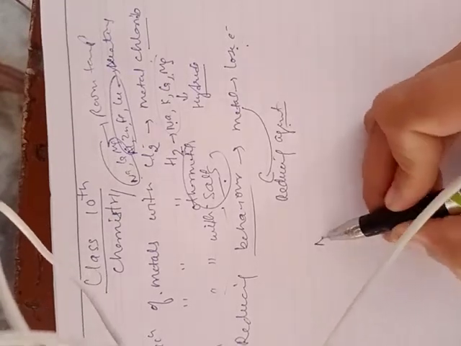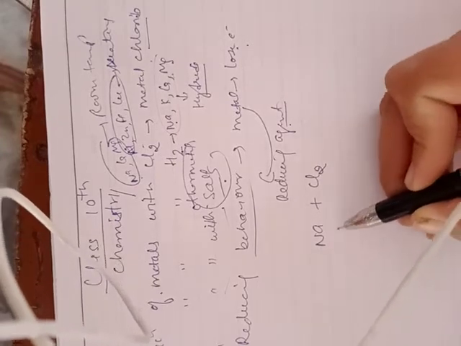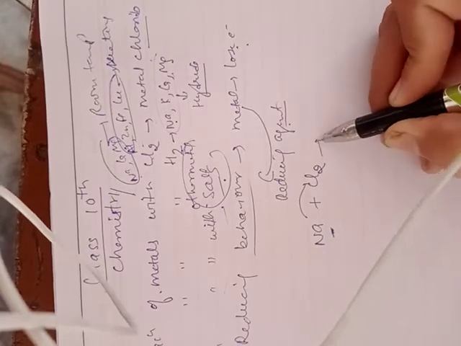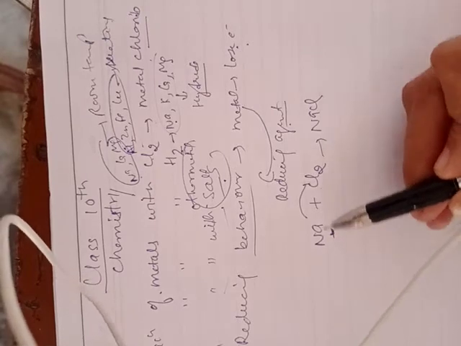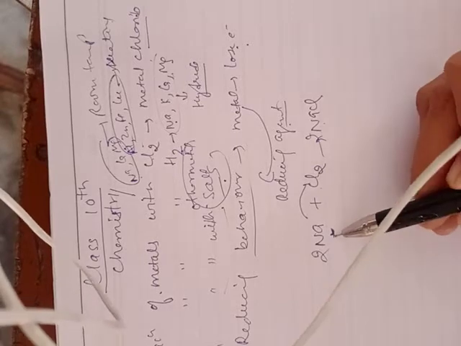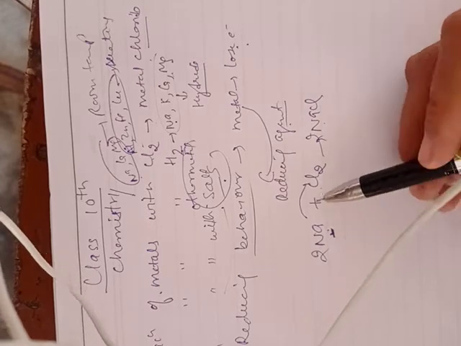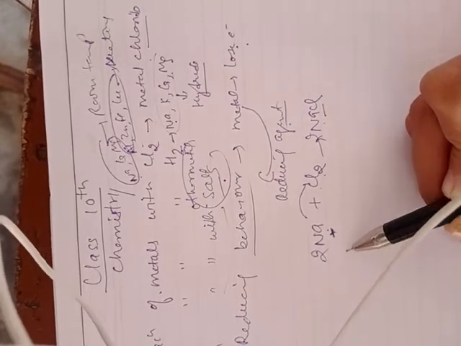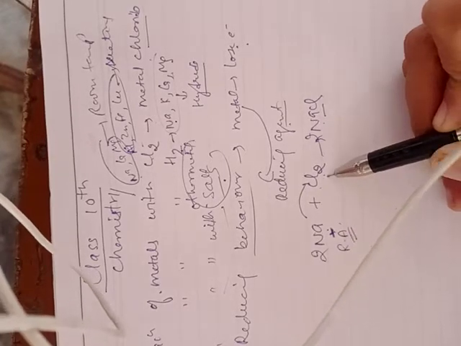For example, sodium metal combines with chlorine. It was observed that this sodium metal reduces this chlorine to the respective chloride and forms NaCl. Clear? In this reaction, when sodium combines with chlorine to form NaCl, this sodium metal loses electrons. It means this sodium metal reduces this chlorine to the respective chloride. Therefore, this metal will act as a reducing agent which oxidizes itself and reduces the other.